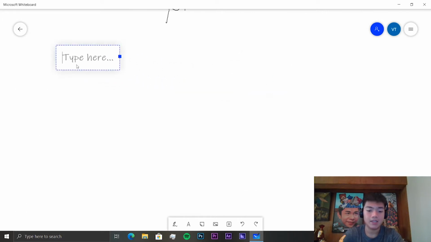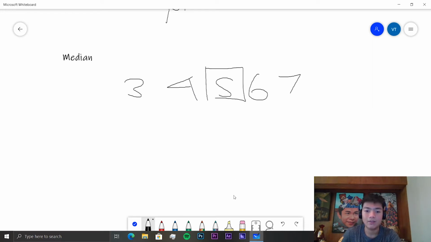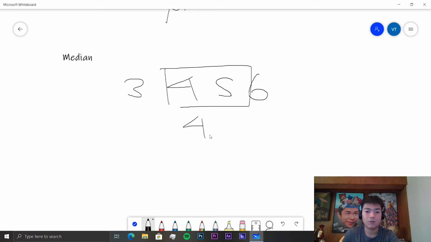So next is the median. The median is the value in the middle position when the data is arranged in order of size. If you have 3, 4, 5, 6, 7, then the median is 5. If you have an even number of terms, then of course there is no middle term, so you take the average of the two middle terms, or the mean of the two middle terms. So you take this 4 and 5 and get the mean, which is 4.5.